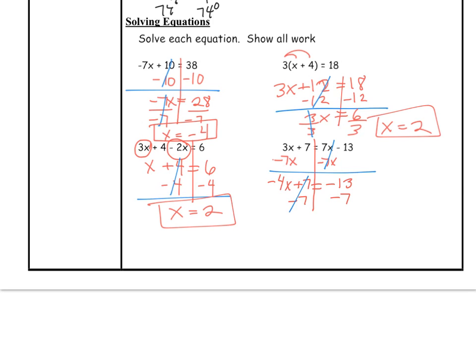That plus 7 and the minus 7 cancels out. So I bring down what I have. Negative 4x now is equal to negative 20, negative 13. If I'm in debt $13, I lose 7 more, and now I'm in debt $20. And then I divide by negative 4. Negative 20 divided by negative 4 is a positive 5. So x is equal to positive 5.